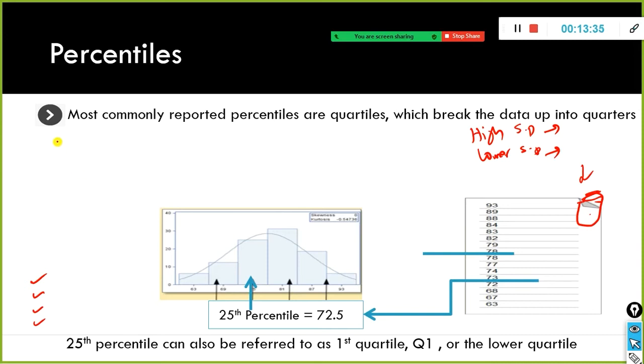Let's say somebody says something like this. Let's say you scored 83 in an exam, and this is your score, and your percentile is the 50th percentile. So it's something like a rank. Which means 50% of the students have values that fall at or below 83.